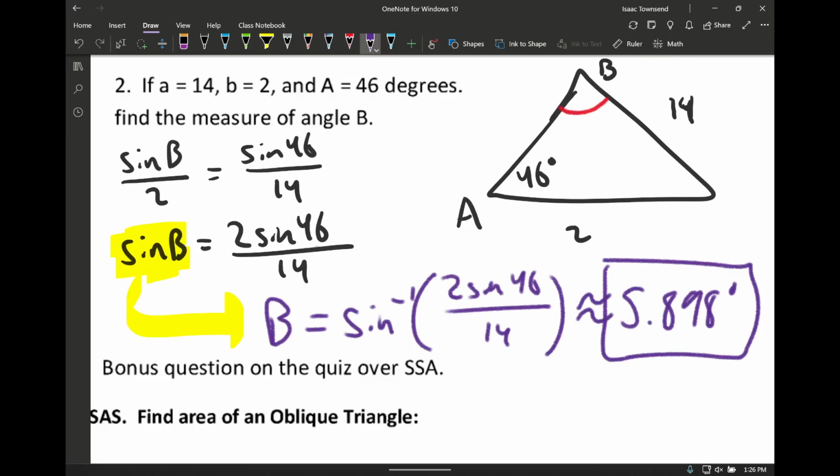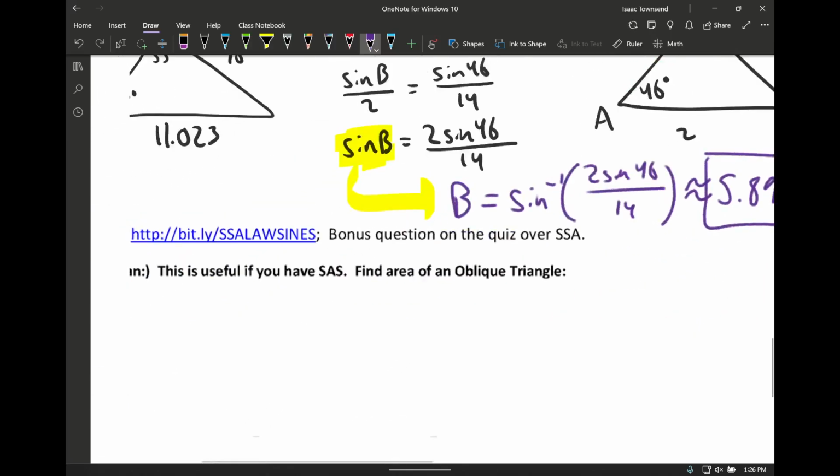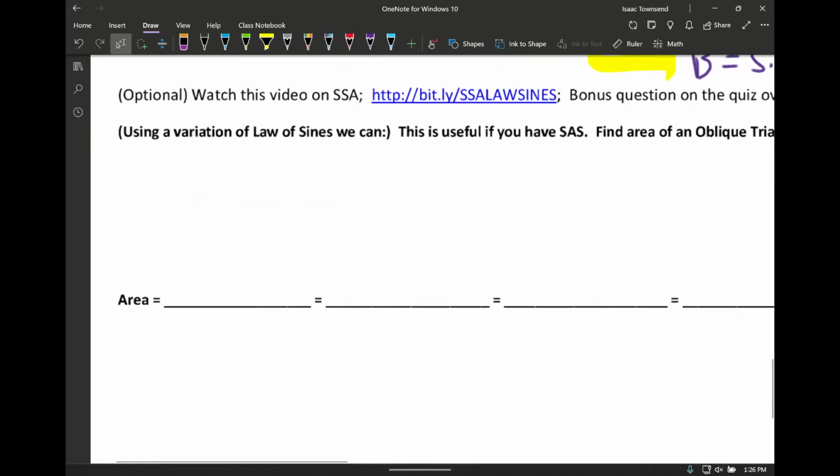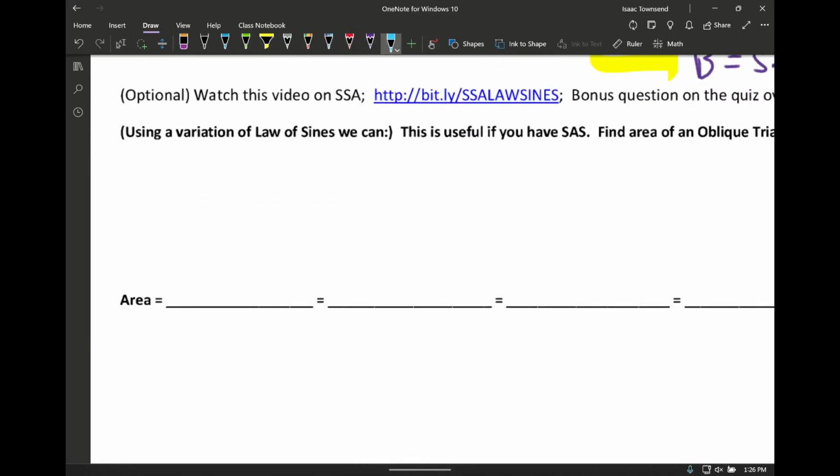Okay, we also sneak in 2 area formulas. We do one area formula in 6.1 and a different area formula in 6.2. So that would be the last of our notes. This is an area formula that is useful when you have side angle side.